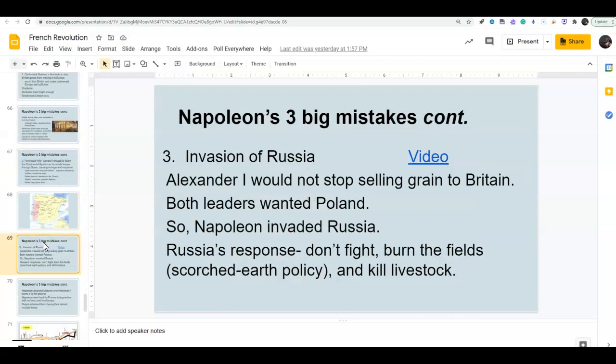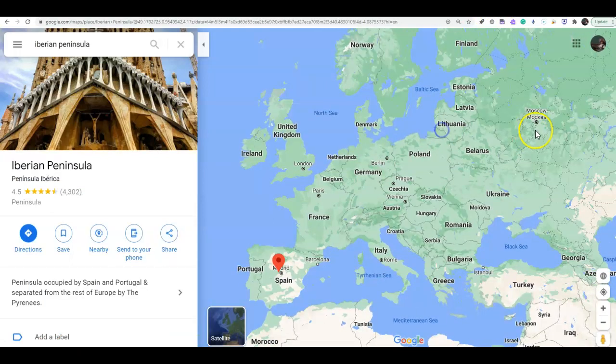So his third mistake, and his most costly, was the invasion of Russia, and it all stems from the Continental System. Here's Moscow. This is Russia up here. Many of these countries weren't around at that time.